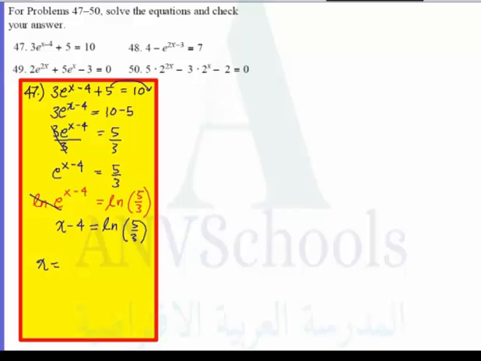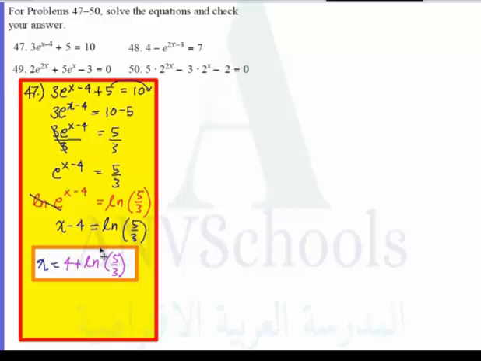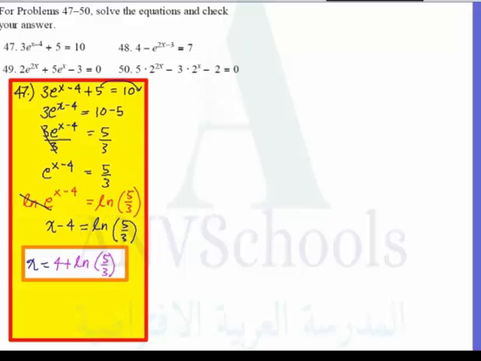Therefore, my x is equal to, what is my x here? 4 plus ln of 5 over 3. Okay, so this is my answer. Now let me check this answer if this is correct. So let's check the answer.